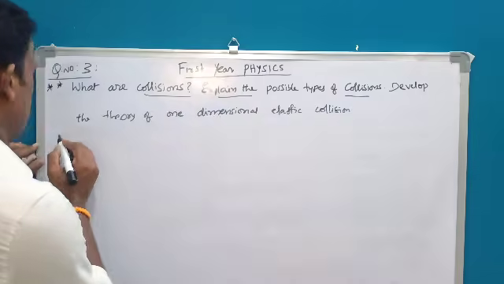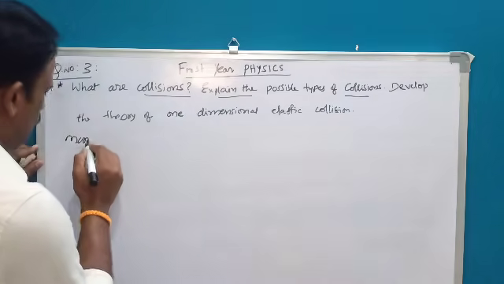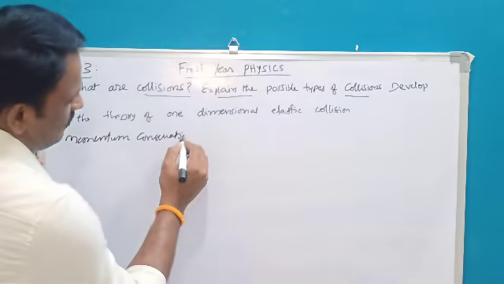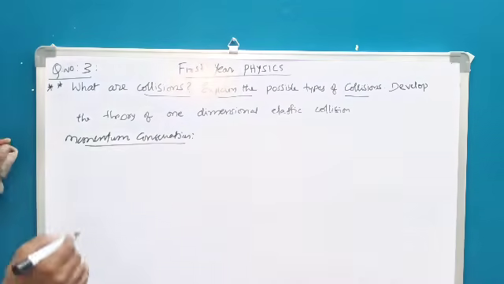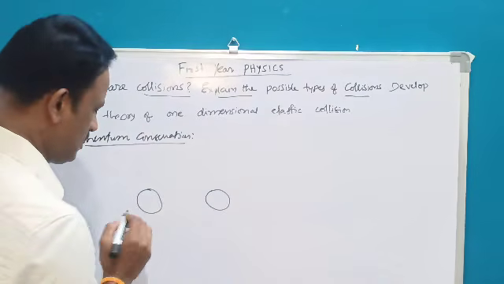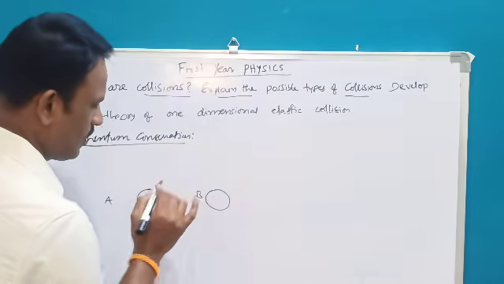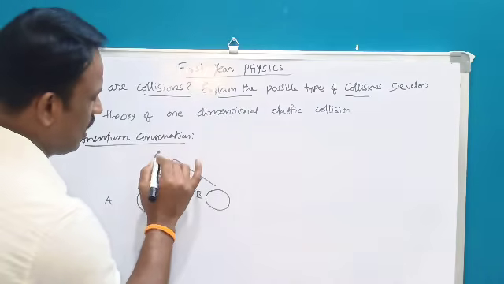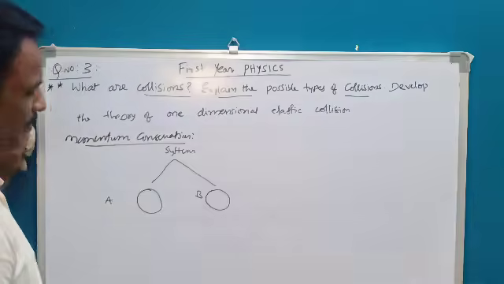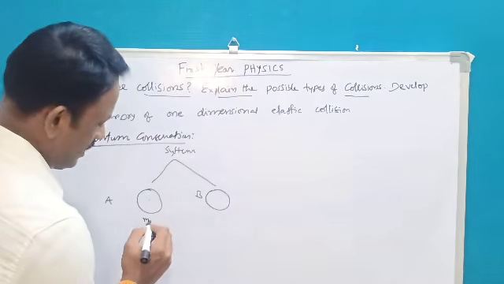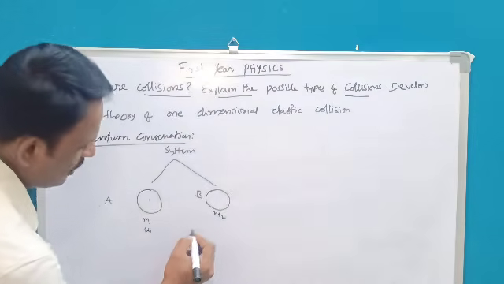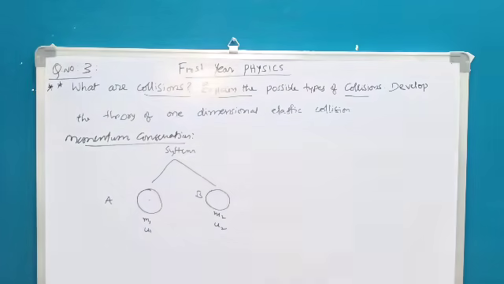So momentum conservation means, say for example, there is a system in which we have 2 objects, A and B. Together these 2 are called system. In the system we have 2 objects A and B. Now let us consider its mass is m1 and its mass is m2. And its velocity is u1, initial velocity, and its velocity is u2.